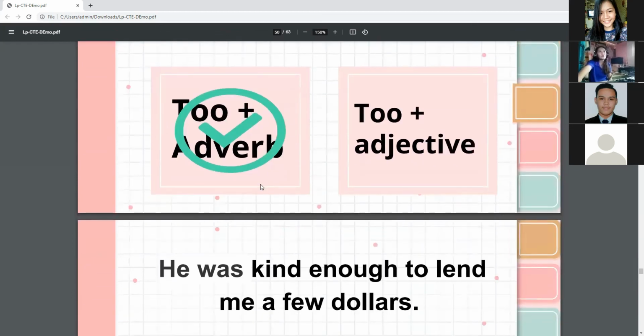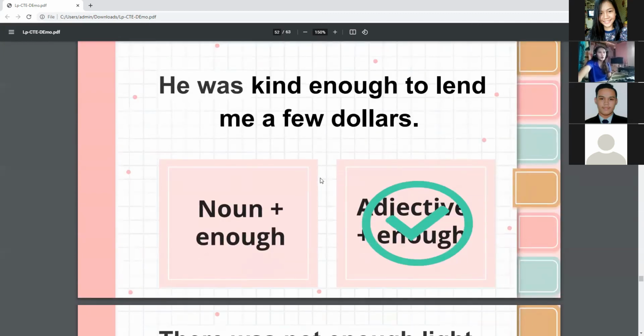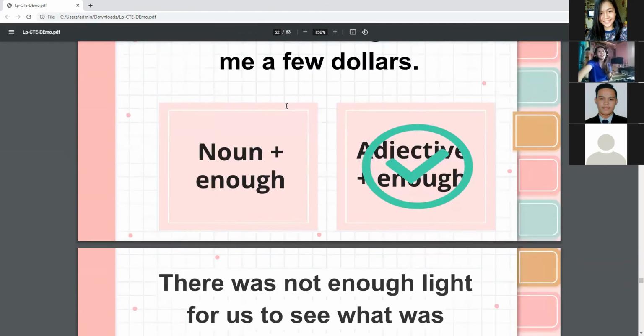Adverb. Okay, next. Anthony. He was kind enough to lend me a few dollars. Okay, so noun plus enough or adjective plus enough? I think the answer, ma'am, is adjective plus enough. Adjective plus enough. Let us see. Okay. So adjective plus enough because of the word kind. So kind is an adjective.